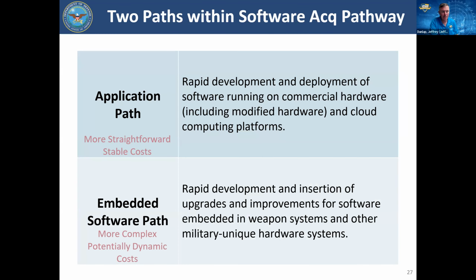Start with an application path. It's pretty straightforward. Developing apps, we're all pretty familiar with that capability for IT systems and cloud computing. But this embedded software pathway is a little bit more complex. How do you match the weapon system, the hardware system, with the software that's being developed? GAO just came out with a report a couple months ago and said we're not doing a great job changing the way we develop software for embedded weapon systems.